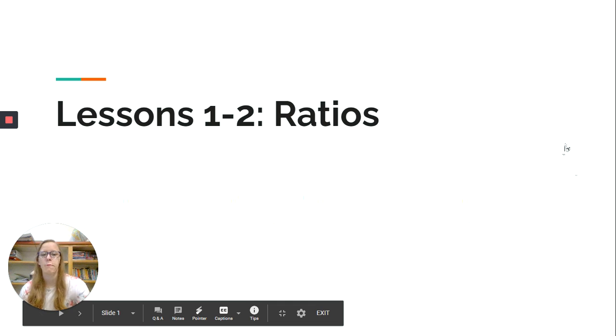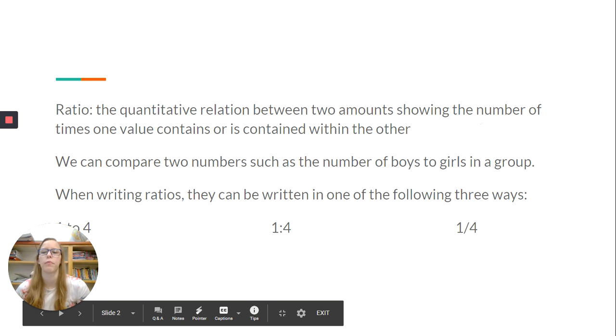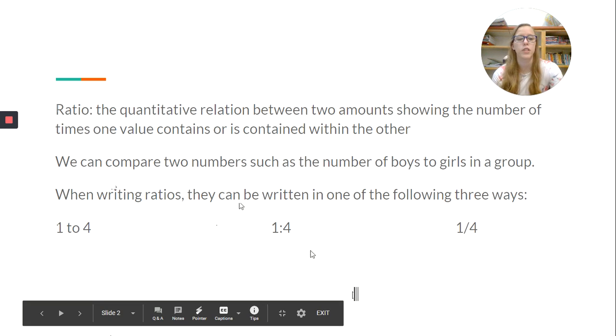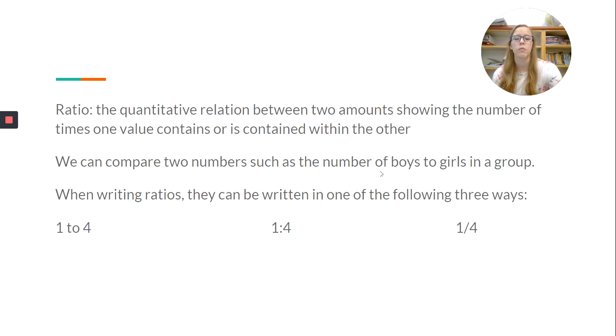So what is a ratio? The definition of a ratio: the quantitative relation between two amounts showing the number of times one value contains or is contained within the other. Okay, so let's look at this down here. So we can compare two numbers, such as the number of boys to girls in a group. So if we look at these down here, the way that boys to girls is written means that there must be one boy for every 4 girls.